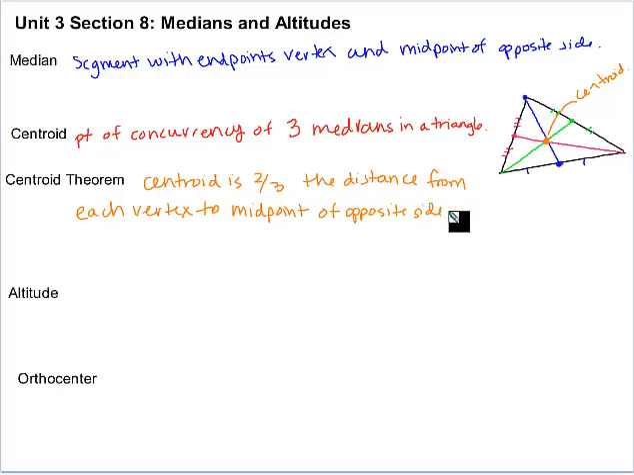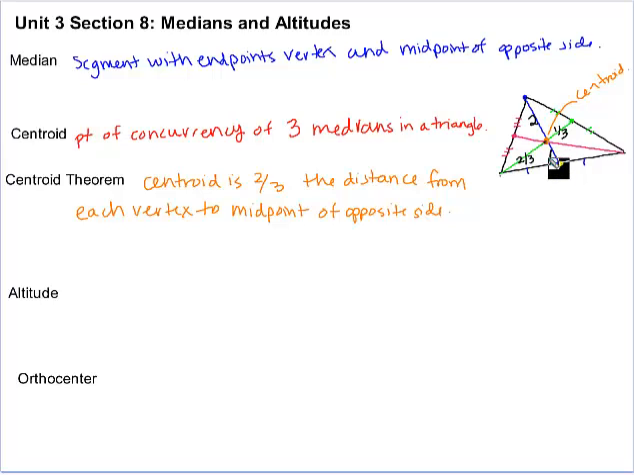So what that means is 2/3 the distance of the line is contained from the centroid to the vertex, and the other 1/3 is then from the centroid to the midpoint. This actually then breaks each line up with a ratio of 2:1. So the segment from the vertex to the centroid would have a ratio of 2, and the segment from the centroid to the opposite side would have a ratio of 1.